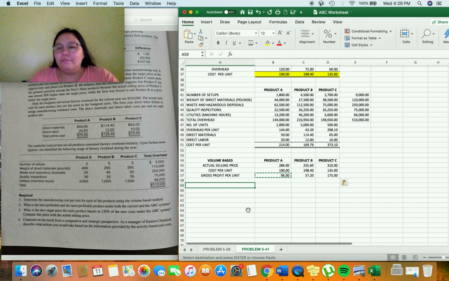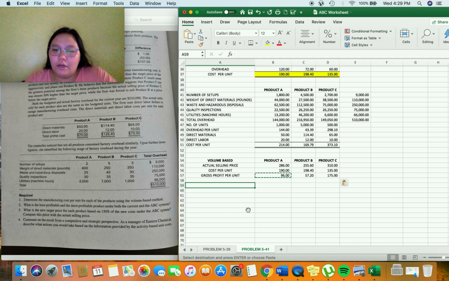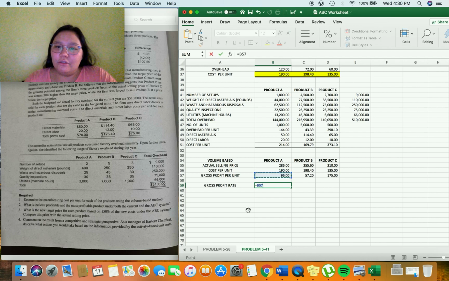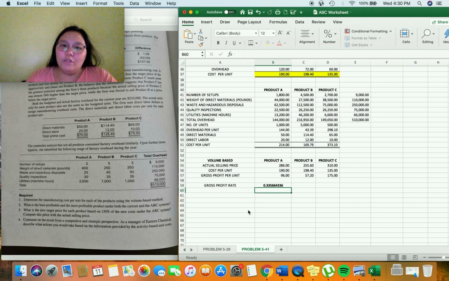So, again, alam natin to, in your senior high school, tinuruan kayo no, how to perform yung vertical analysis. Kasi mahirap if you are only looking at the figure. Hindi mo pwedeng sabihin that one product is more profitable than the other. Diba? So, ang gagawin natin ngayon, para lang equal footing sila, we have to compute for the gross profit rate or percentage. Diba? So, to compute for the gross profit rate or percentage, we divide the gross profit per unit by the actual selling price.